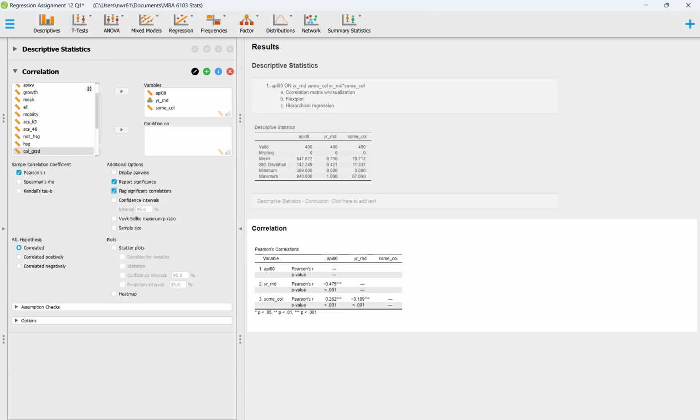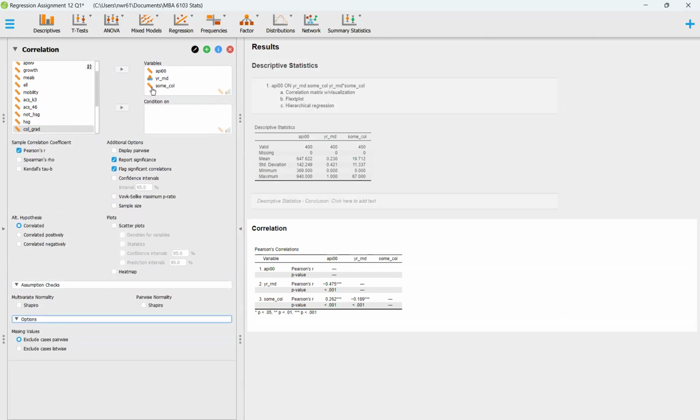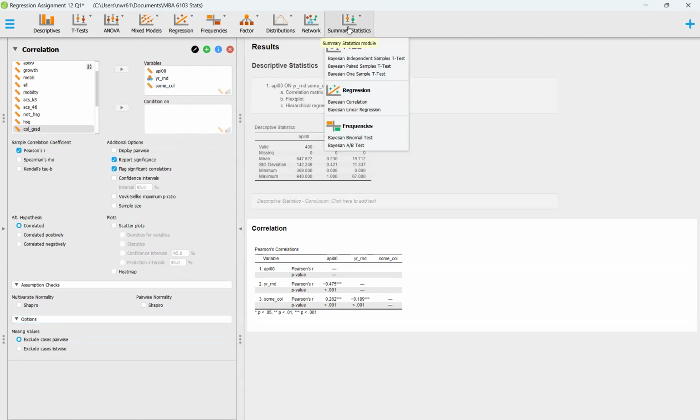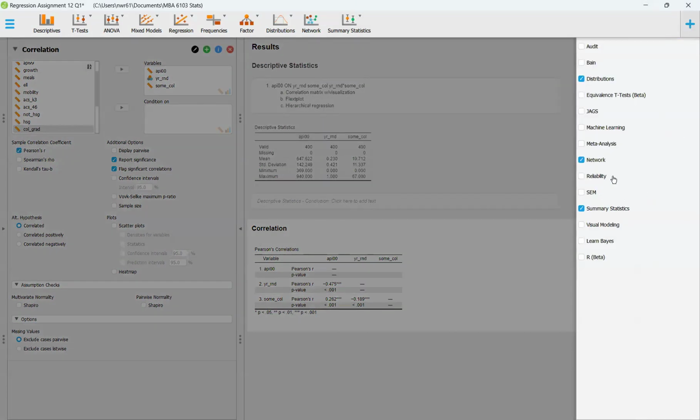Let me see, give me one sec. It says in the example that we need to be using a flex plot, but unfortunately, I do not have that. I don't have it in descriptives. I don't have it in the regression correlation. And I've tried every single module that you can add, and I still cannot find it, unfortunately.